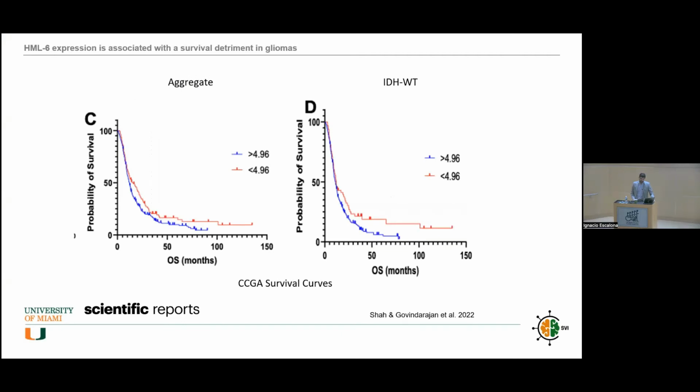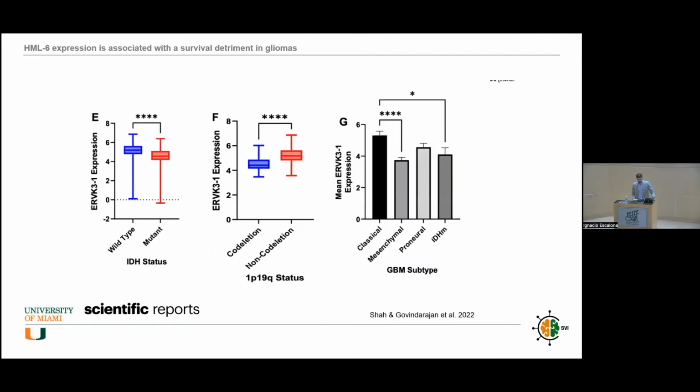And if you look at CCGA, this is again maintained in the Chinese Cancer Genome Atlas, where the overall survival is worse in patients who have a higher expression. And interestingly, we looked at our RNA-seq population from the University of Miami, and again, in a third independent data set, it's also a worsened survival. And so here you can see that the IDH mutant status has less HML6, and that's enriched in the classical GBM phenotype.